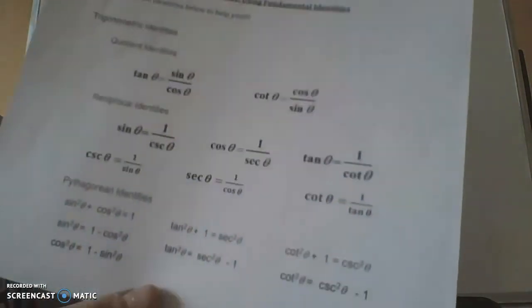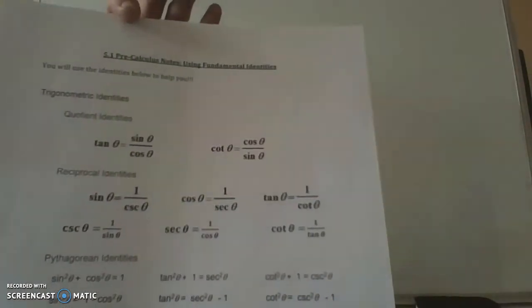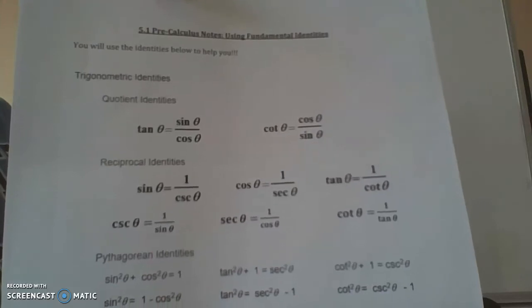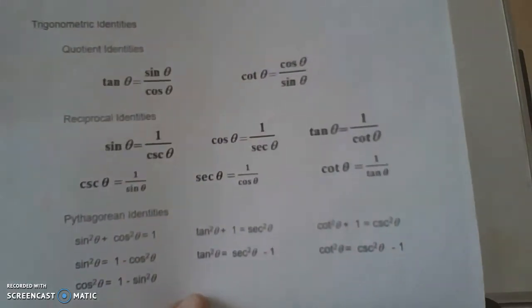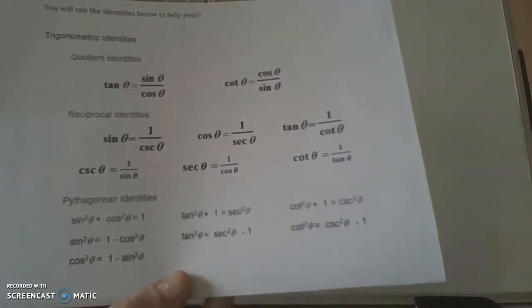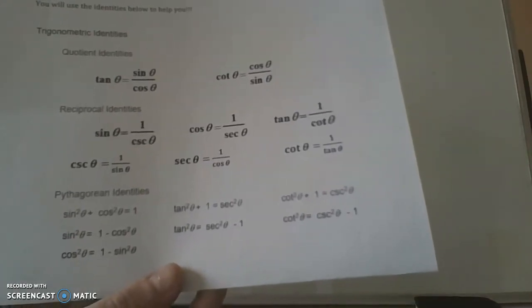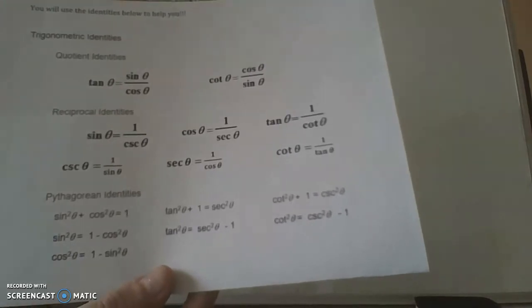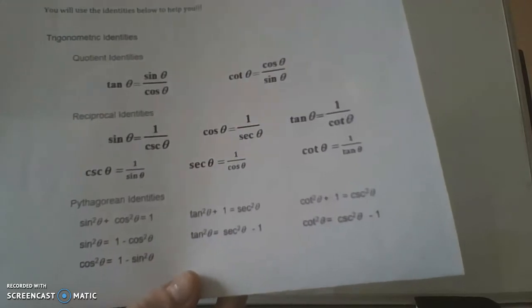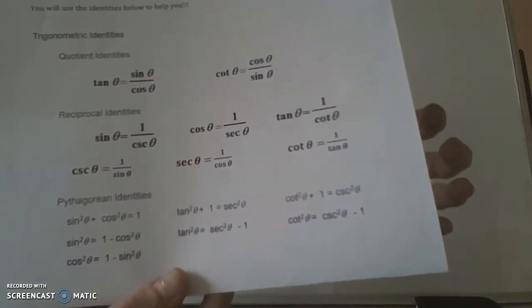The first page looks like this, and at the top it says, of course, 5.1, using fundamental identities. And this is basically your go-to sheet. The whole first page is just a reference sheet for you. And so let's take a look at this and then I'll explain what we're doing today and how it uses these. If you look, a lot of what we're going to be doing is substituting things. So you know a lot of these.